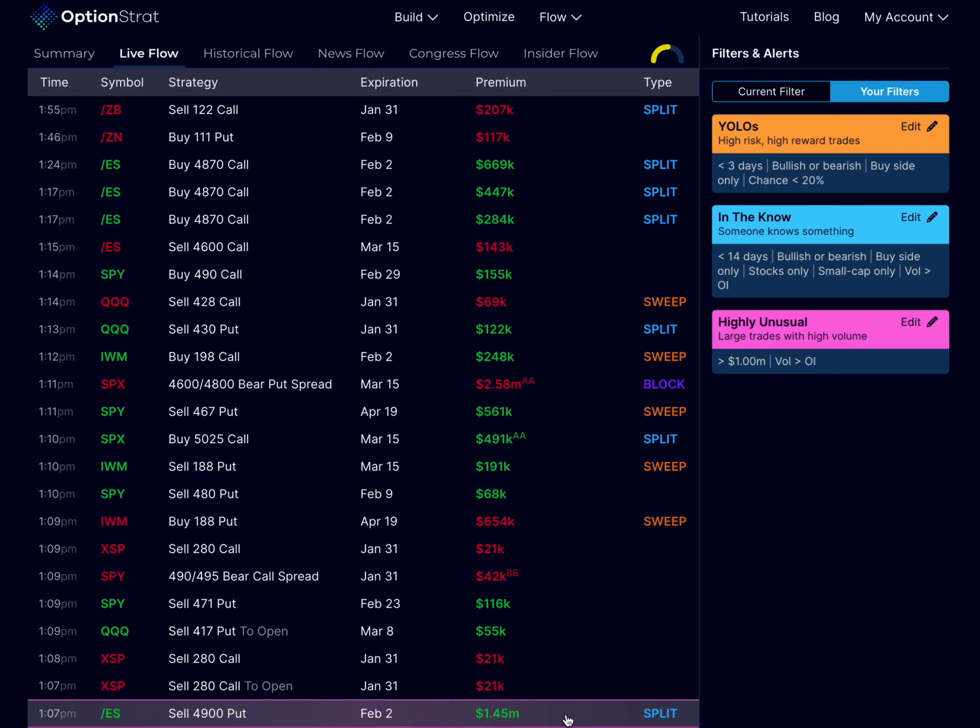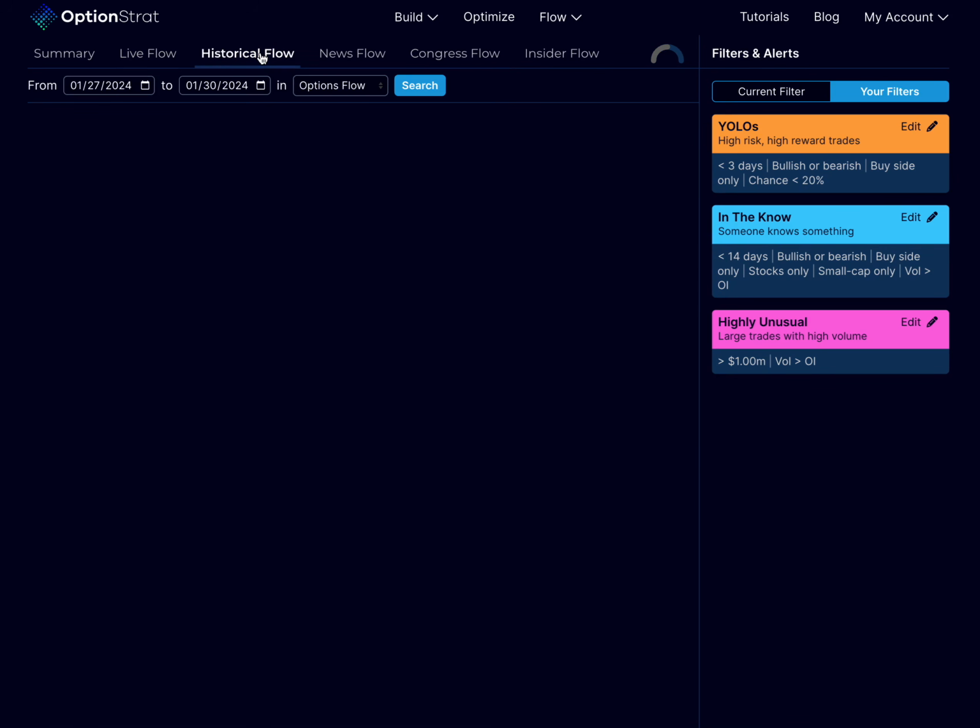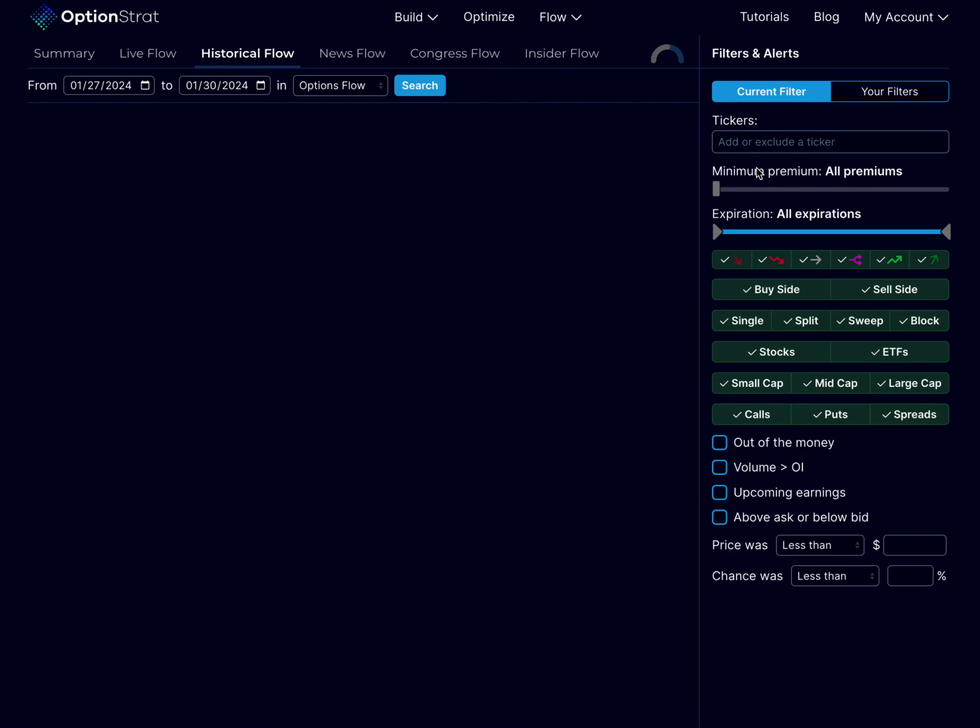Now, after we've gotten through live flow, we can look at historical flow. Historical flow, we can essentially do the same type of thing. We can come in here, filter down to just specific symbols, and we can go back and look at any trades that happened in those symbols at a specific point in time.